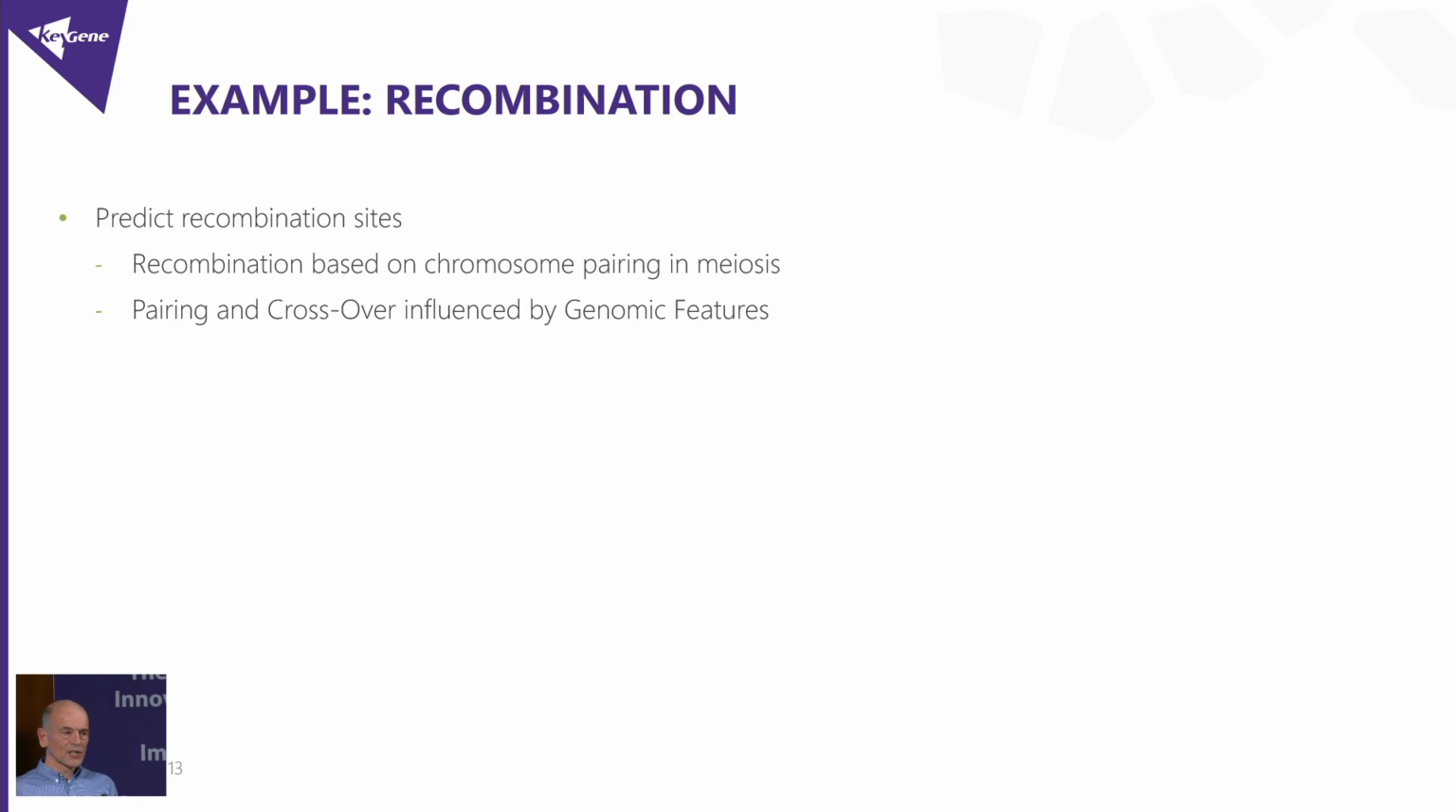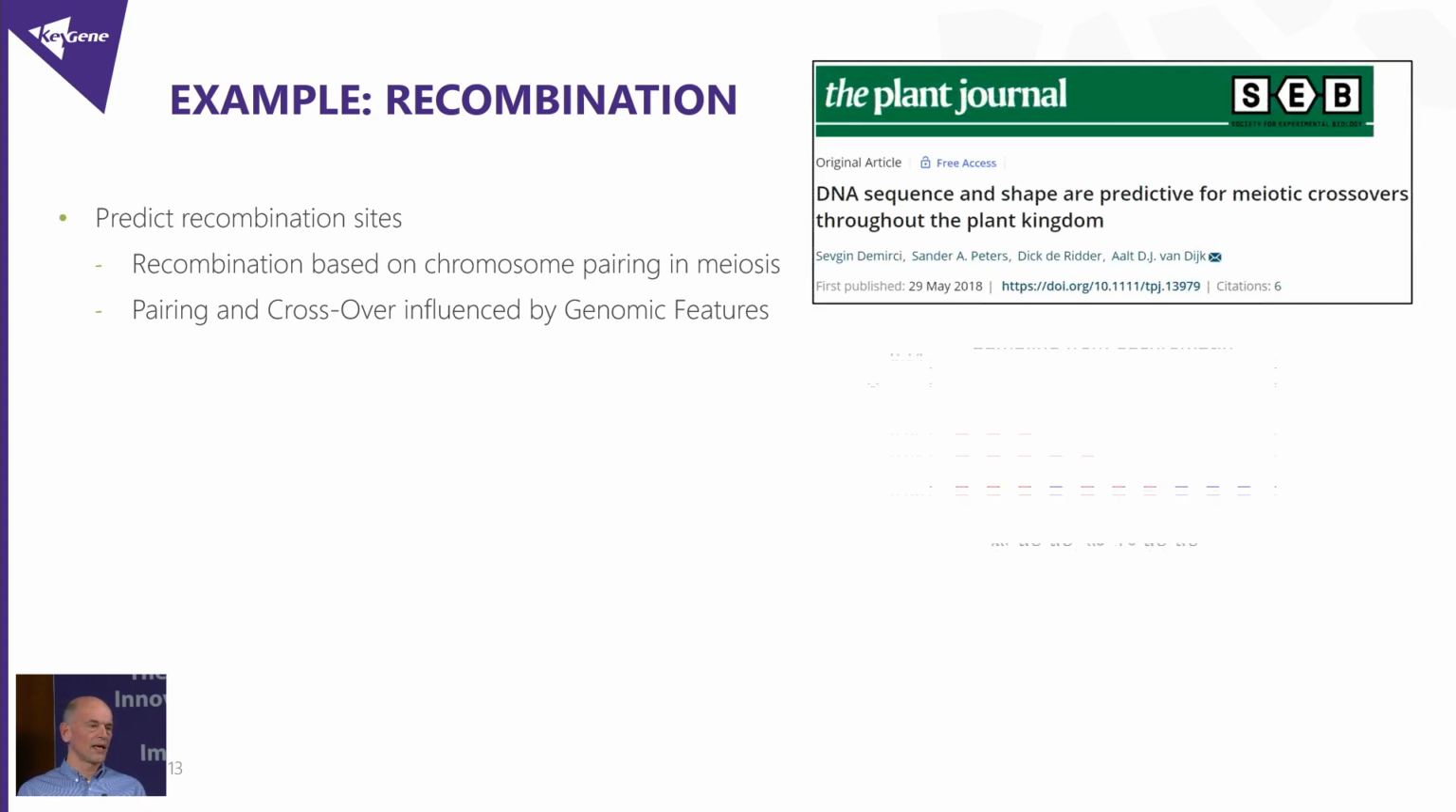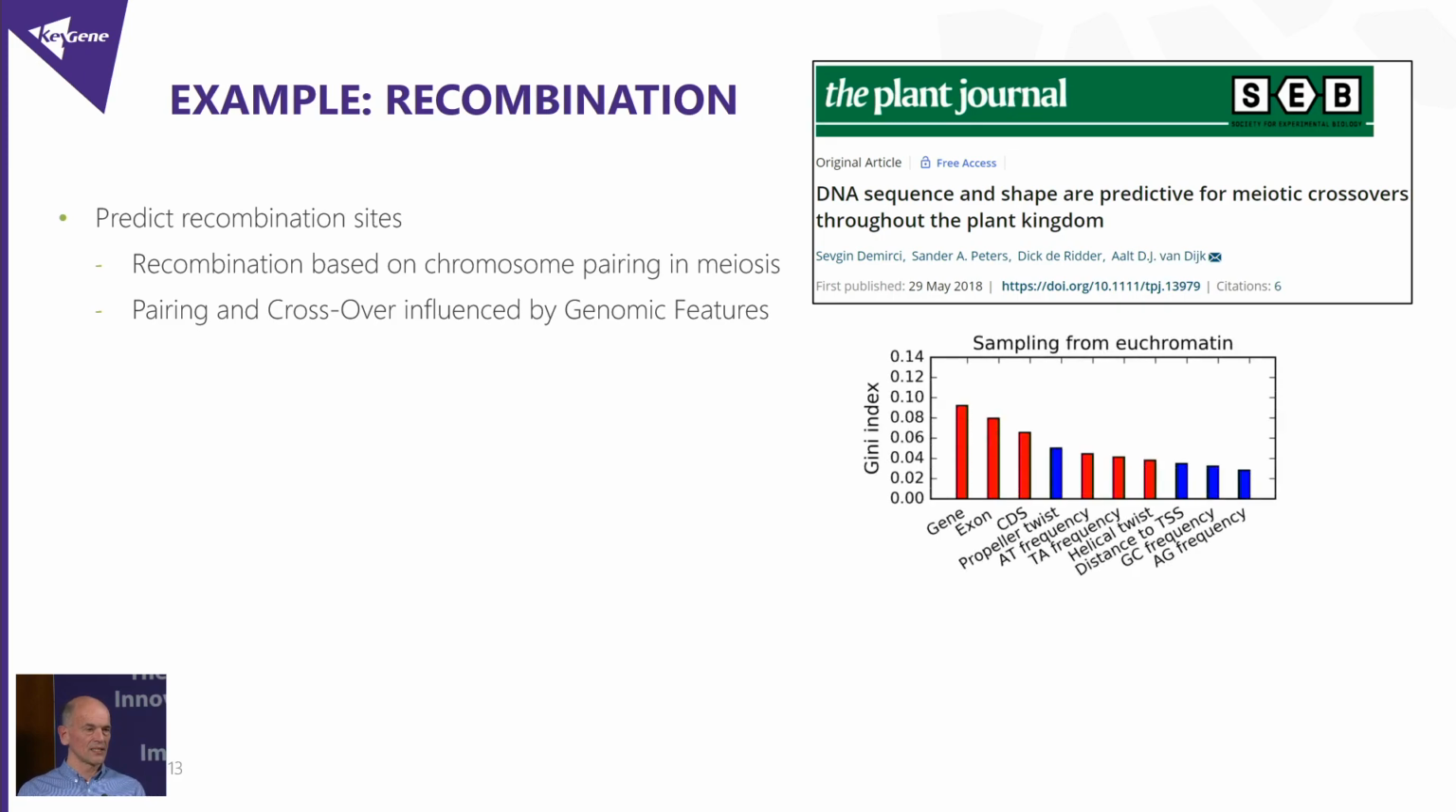An example from another side is recombination. Look at recombination prediction, I would say. So as we all know, recombination is based on chromosome pairing in meiosis, and that pairing and crossing over is influenced by genomic features. And as was shown by Serra and Demirci a few years ago, the sequence and shape of the DNA can predict your meiotic crossovers. That means if I have multiple genomes, my prediction of recombination improves dramatically.